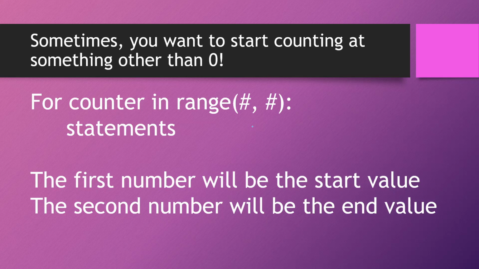Sometimes, though, maybe you don't want to start counting at 0. Maybe you want to start counting at 5. I don't know. So we have the ability to start counting at a specific number. Basically, it's the same for loop. For counter in range, we're going to have a start value and an end value. Ultimately, to figure out how many times this will count, we go end minus start, and that tells us how many times this loop will run.